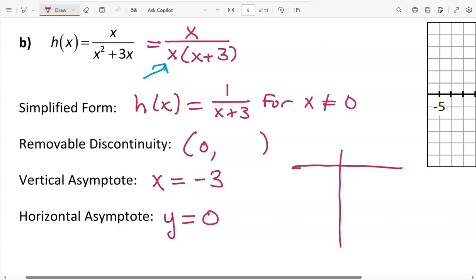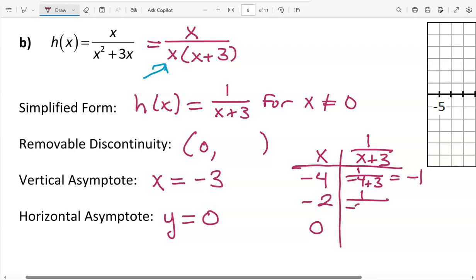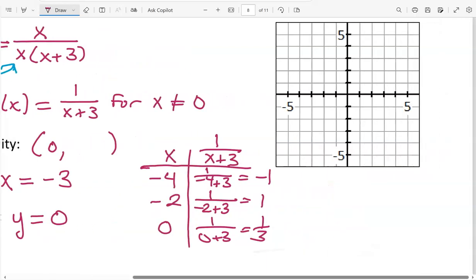So now I'm going to pick an x value that's on the left side of -3, that would be -4, and one on the right side, -2. And then we've also got to find out what the y value for the hole is. So when x is negative 4, 1 over negative 4 plus 3 is negative 1. When x is negative 2, 1 over negative 2 plus 3 is positive 1. And when x is 0, 1 over 0 plus 3 is the y value, and that's 1/3.